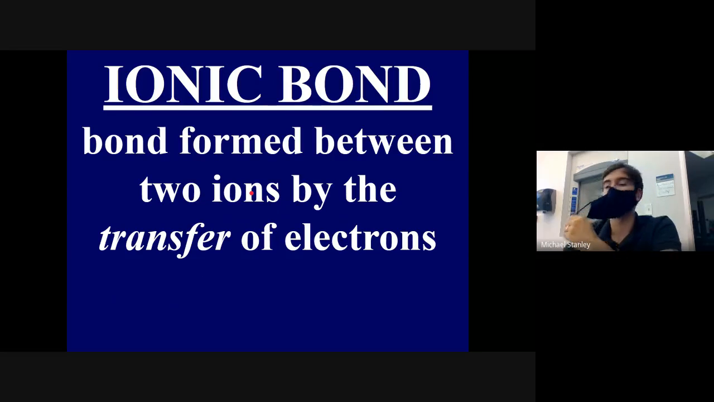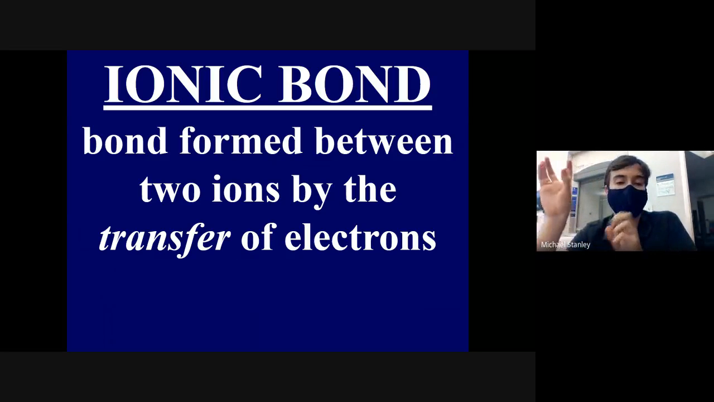All right, so ionic bonds. These guys are all about transferring the electrons, moving one or more electrons from one atom to another atom. So ionic bonds is where you have the give and the take. One atom is giving away its electrons, and the other atom is taking the electrons.